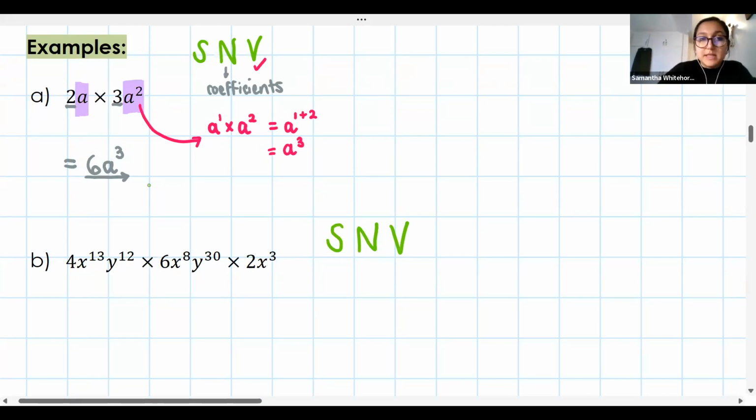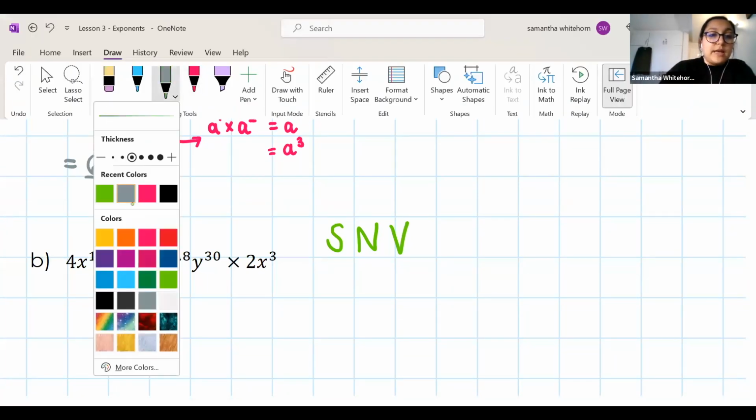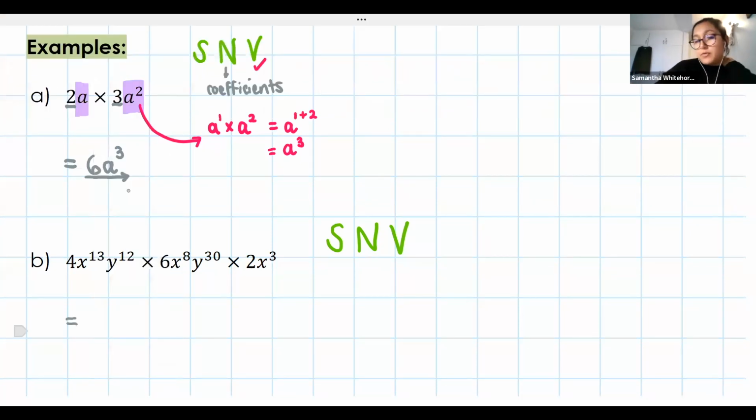So starting with my signs, all of these are positive. So positive times positive times positive gives me a positive. So I've got no issues there. I know my answer is going to be positive. And now I move on to my numbers.